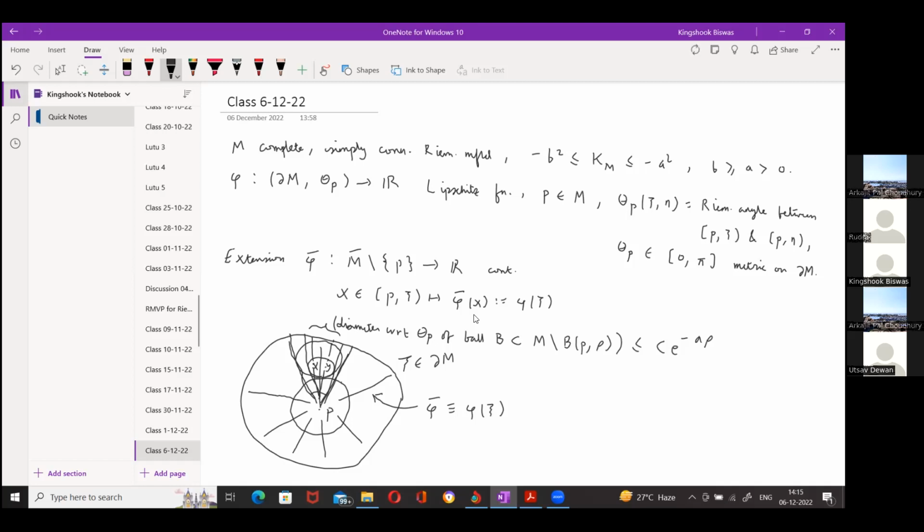So since phi is Lipschitz, that means that |phi bar of x minus phi bar of y| will be less than or equal to a constant times e to the minus a rho x, where rho x is the distance from P. And this is true for rho x greater than or equal to 3 and distance xy less than or equal to 2. Right? This is what we proved.